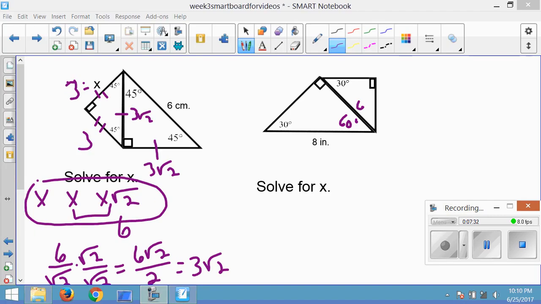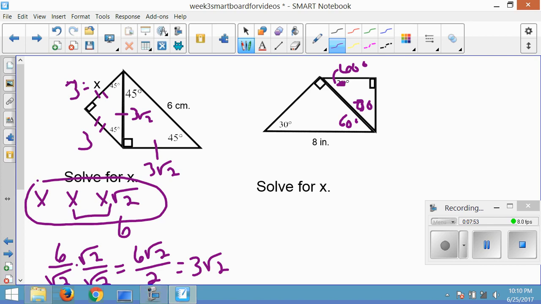And actually, I just realized there's a typo here. This should say 60 degrees up here. So this is a 60 degree angle, not a 30 degree angle. Okay, so this is 30, and that one's 60.